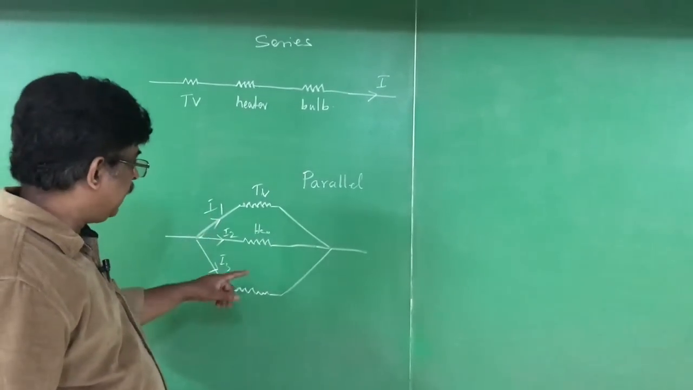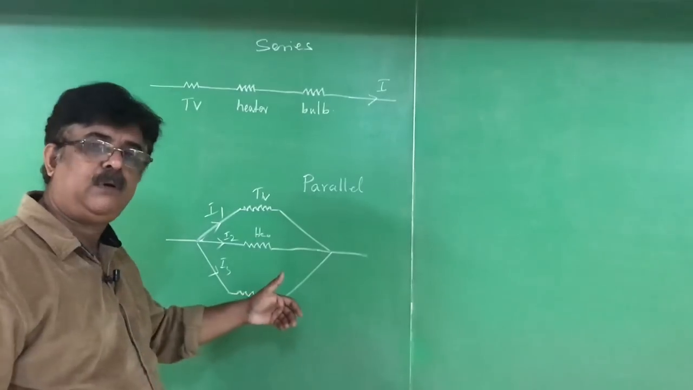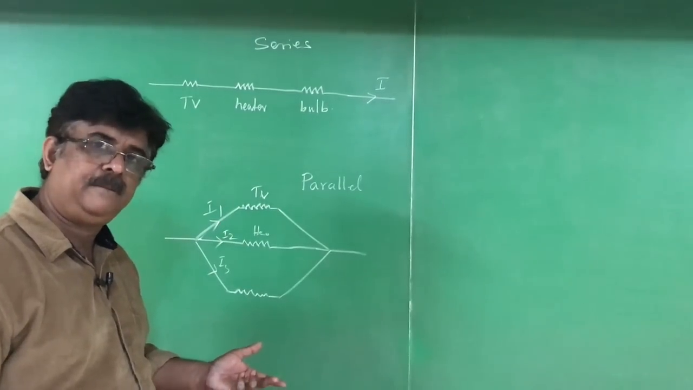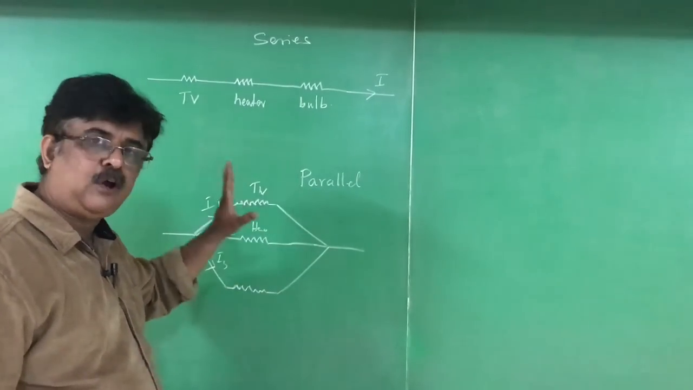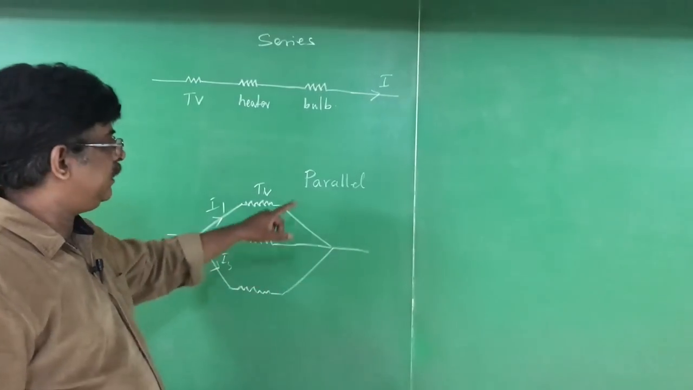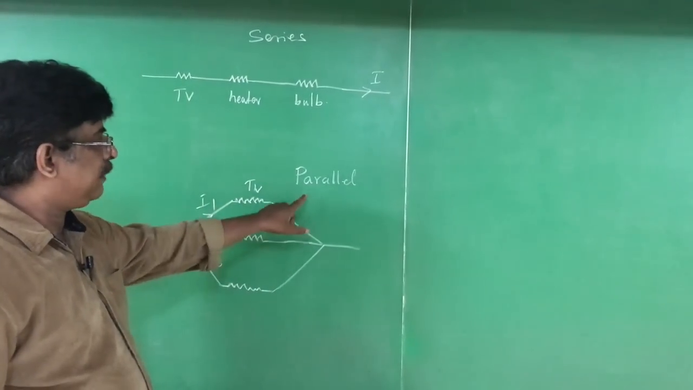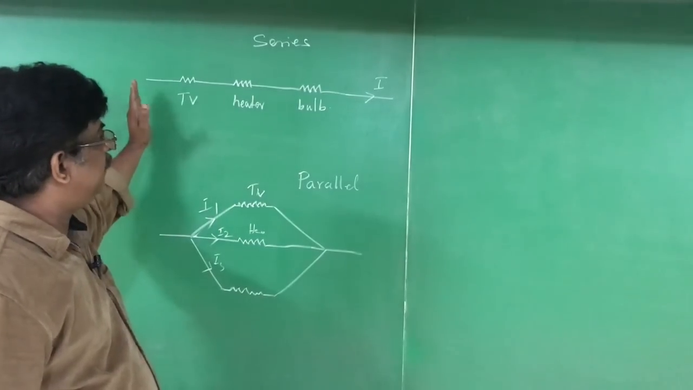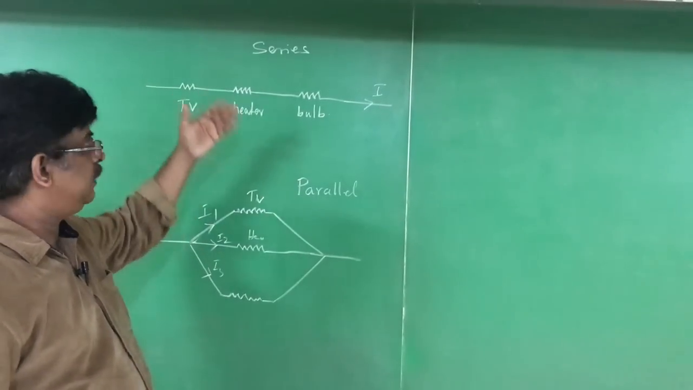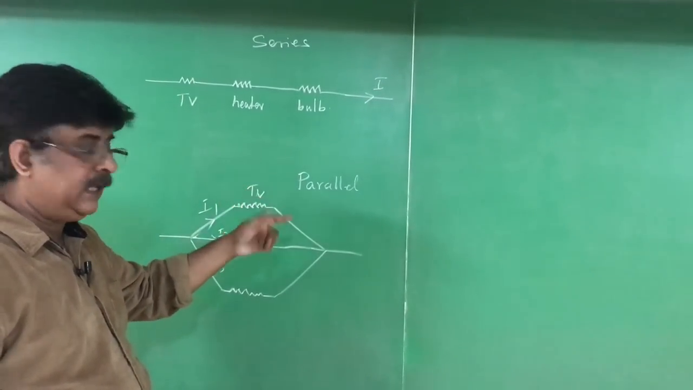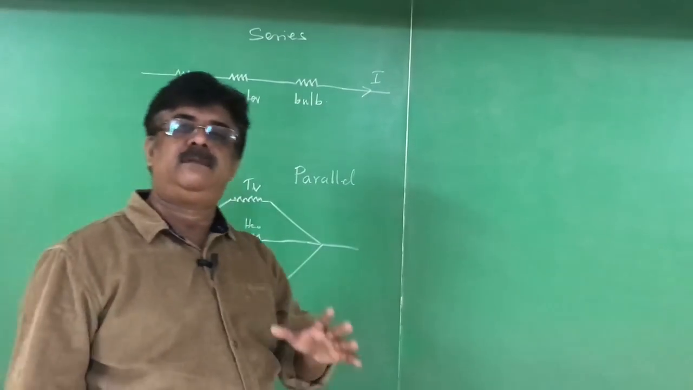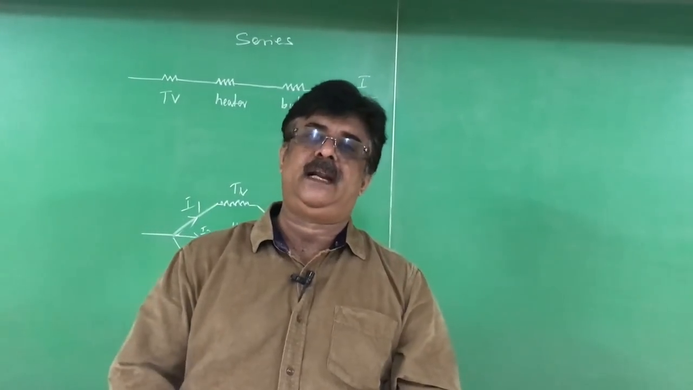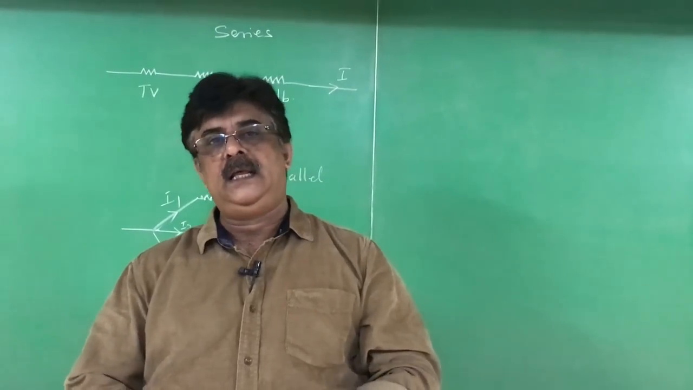Why? In parallel connection, different gadgets get different amounts of electricity. Therefore, different gadgets can use different amounts of electricity, and the total voltage remains constant. That is the advantage of parallel. Therefore, for practical purposes we use parallel connection, but as a science fact we have to understand there are two different types of connection: series and parallel. This is all about one particular unit of the chapter called electricity. The next unit is the heating effect of electric current. I will continue that in the next classes.